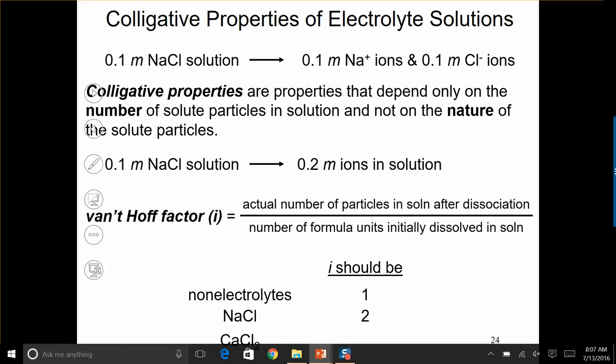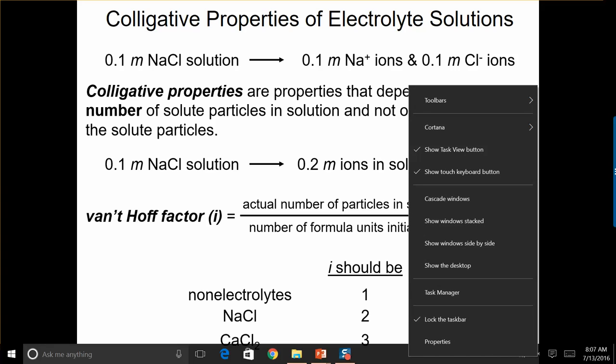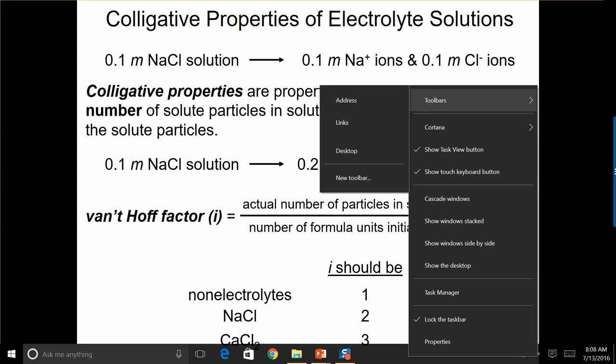For calcium chloride, you can't really see it down there very well. Let me see. Actually, just hide this. Pretty sure I can hide my toolbar. Okay, I'll work on that.